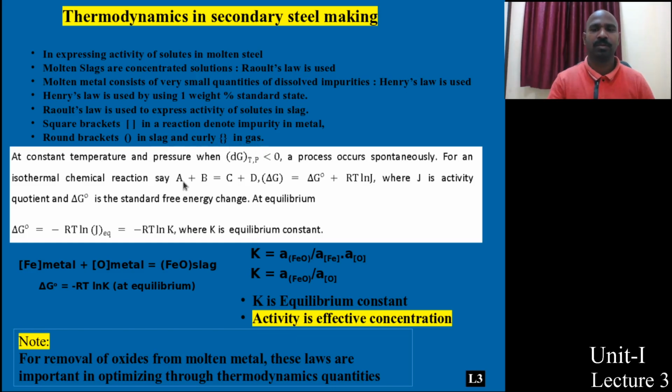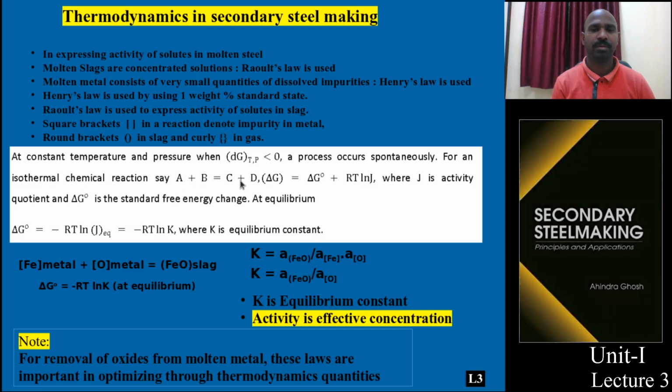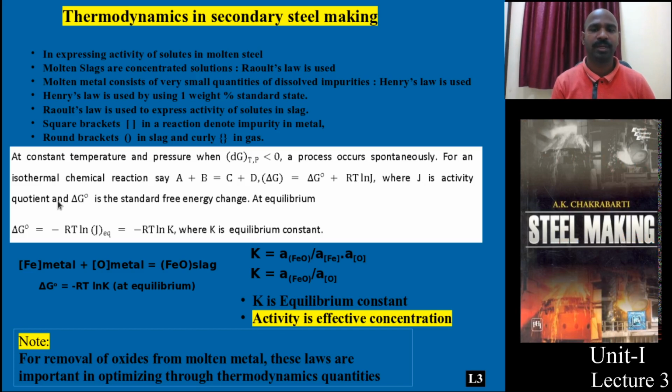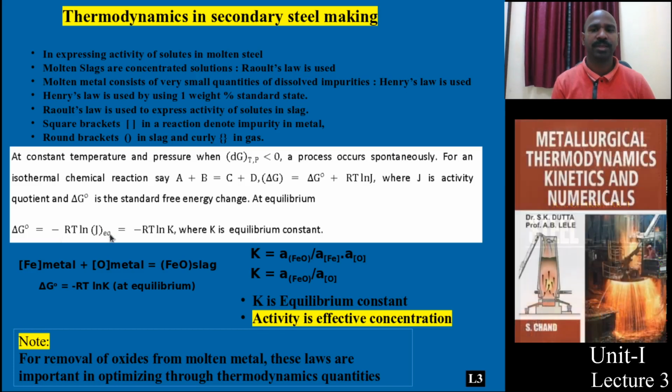As you know, in a thermodynamic reaction or any chemical reaction, reactants give rise to products, which gives rise to some amount of free energy, the available energy which comes out: standard free energy plus RT, gas constant and temperature, times the logarithm of J, which is the activity quotient. Standard free energy can be expressed as minus RT ln K, where K is the equilibrium constant.